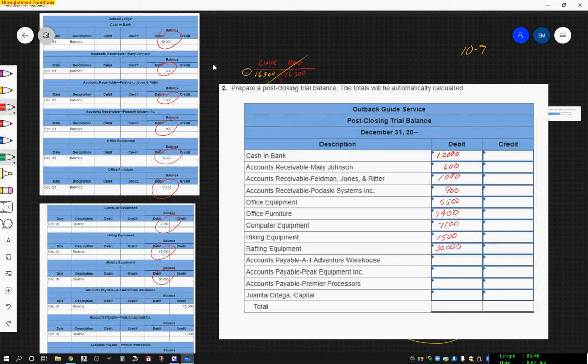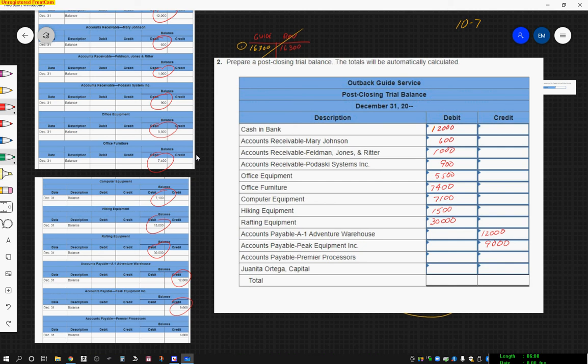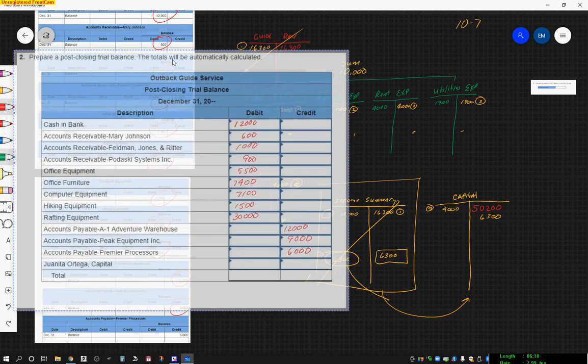All right, payables. Well, credit side, payable A1 is 12,000. Payable peak equipment, 9 grand, 9,000. Let me make sure I'm doing that right. And there's another payable down here for Premier. That's 6,000. All right, simple enough. Well, we're not done yet because we need to know what the balance is in the capital account.